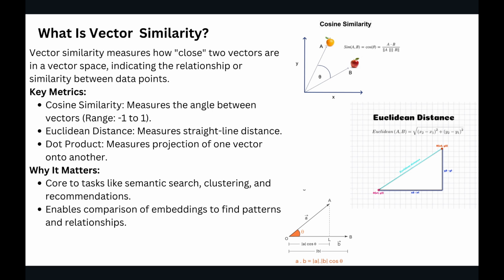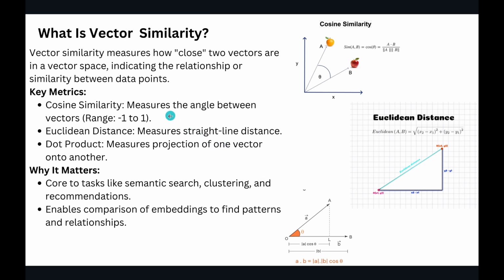We can also measure the distance, or Euclidean distance, between the two vectors as a measure of similarity. In the case of Euclidean distance, this formula is used. It is the squared sum of the differences between the different coordinate values: x2 minus x1 whole square plus y2 minus y1 whole square. If we have a z coordinate, it will be added here: plus z2 minus z1 whole square. Like that, as the number of dimensions increases, the formula will be further extended.